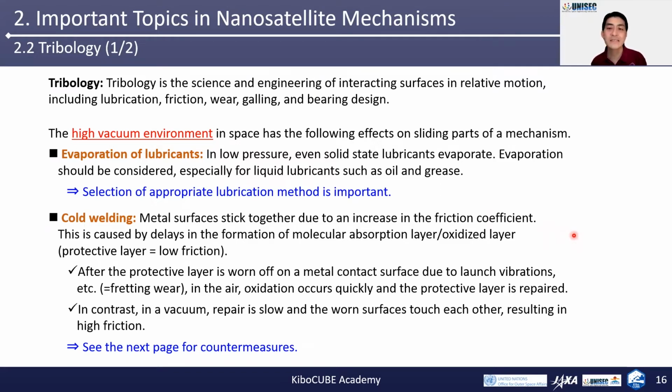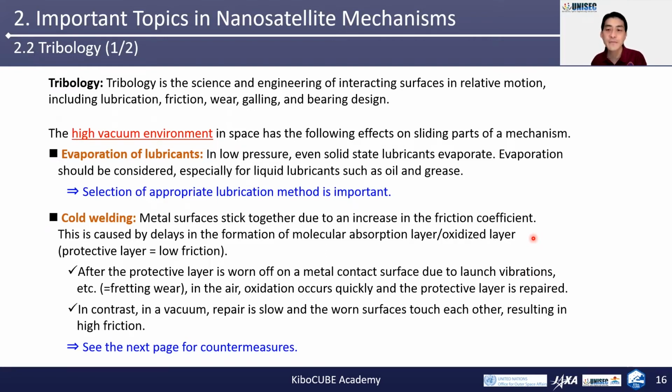Metal surfaces stick together due to an increase in the friction coefficient. This is called cold welding. This is caused by a delay in the formation of the molecular absorption layer and oxidized layer on the material surface. Typically, these are protective layers with low friction.